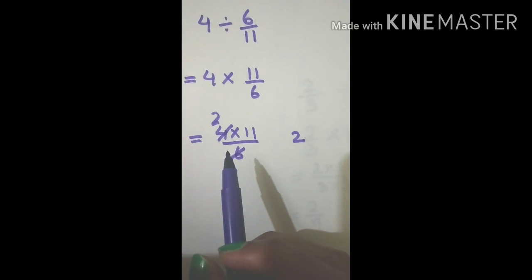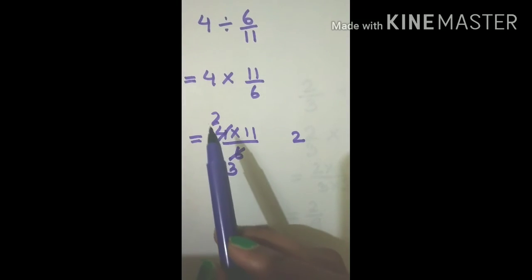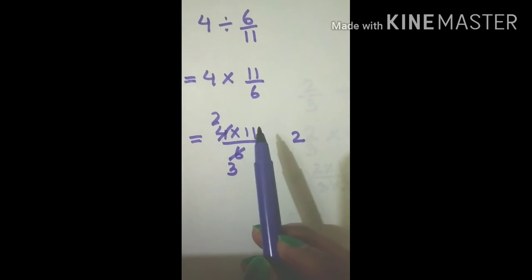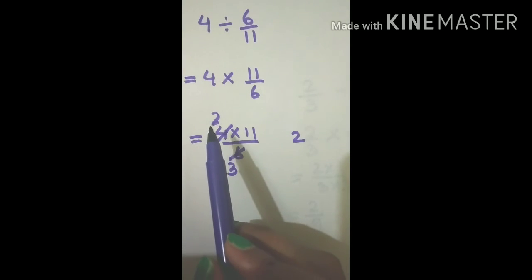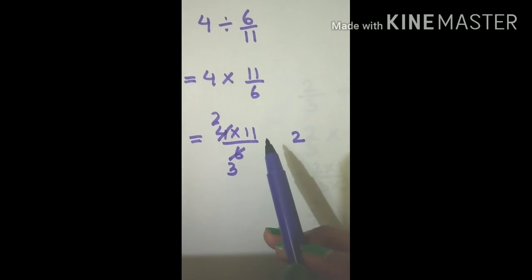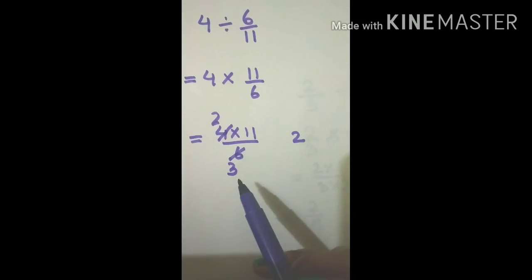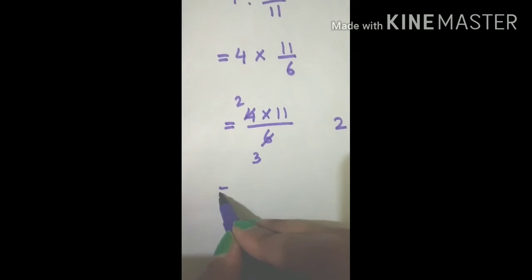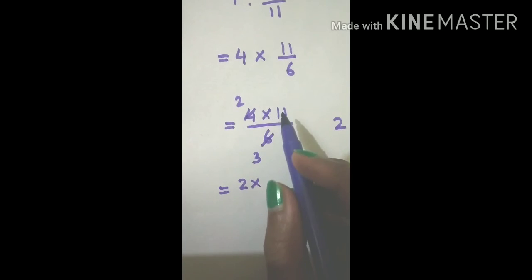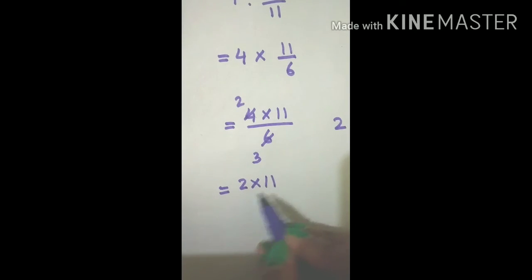Now there is no common factor left between the numerators and the denominators. There is no common factor between 2 and 3, neither there is any common factor between 11 and 3. What we are going to do is, we are going to multiply the numerator 2 with the numerator 11, and the denominator 3 will remain the same. So we will multiply 2 with 11 and we will get 22, and 3 will remain the same.